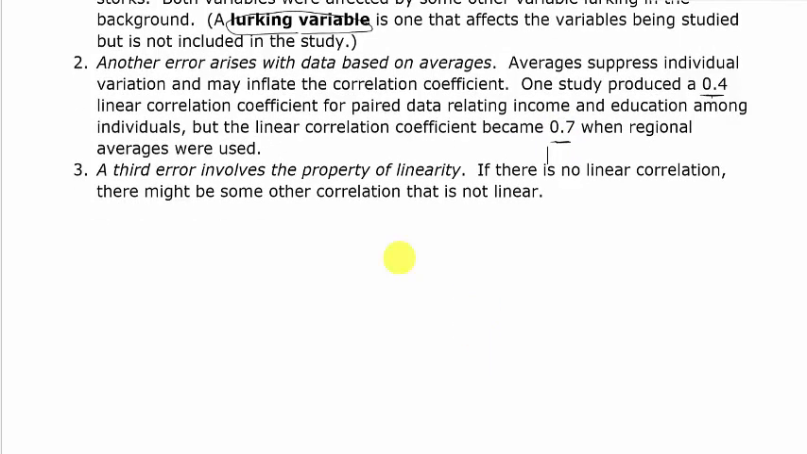A third error involves the property of linearity. If there is no linear correlation, there might be some other correlation that is not linear. So just because something doesn't have linear correlation doesn't mean that there's no correlation between the two variables. It could be exponential correlation, or quadratic correlation, or some other kind of correlation that's going on between the two variables.